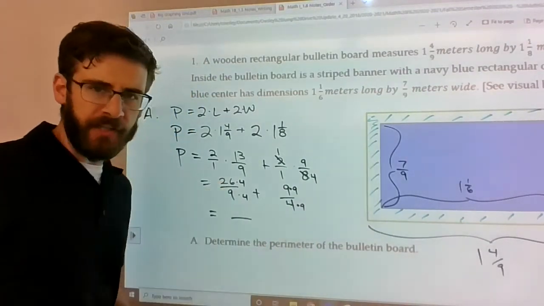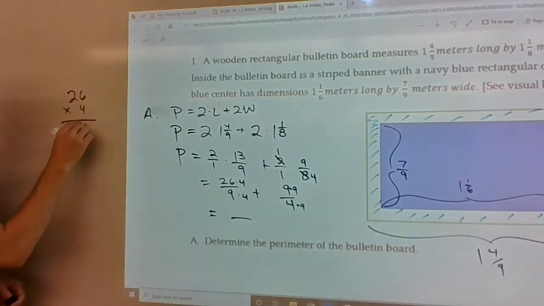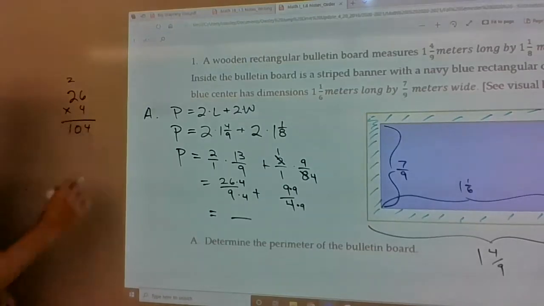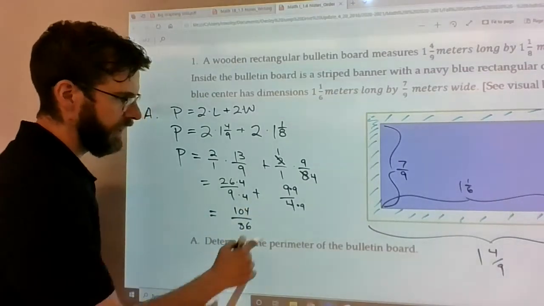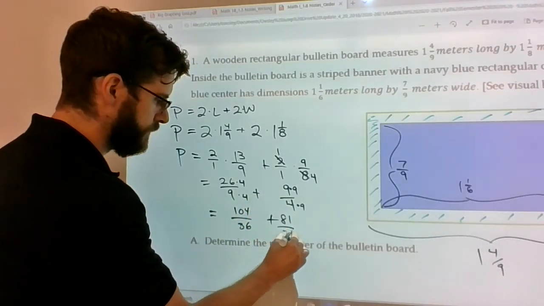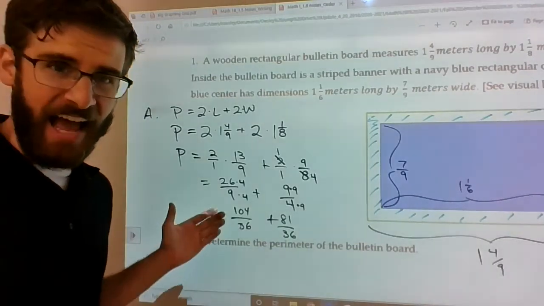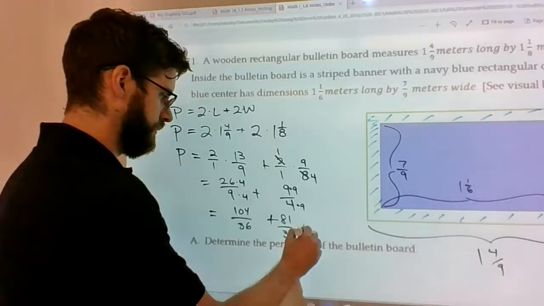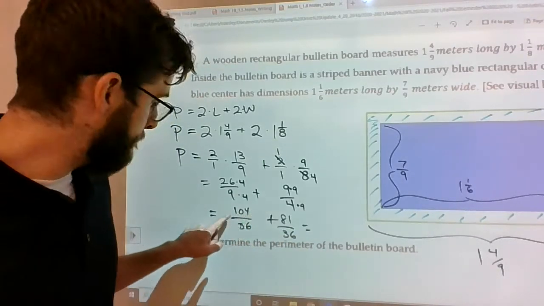Not too bad of a calculation, 26 times 4. You can do the work over here. 104. And then 9 times 9 is 81. Once you find your common denominators, add the numerators, the top parts. And let's see, 81 plus 4 is 85, plus 100.